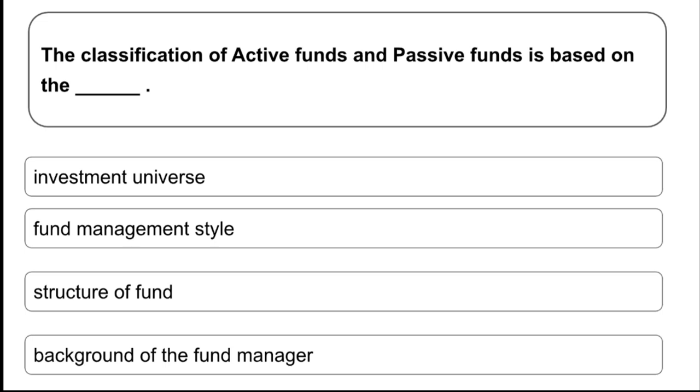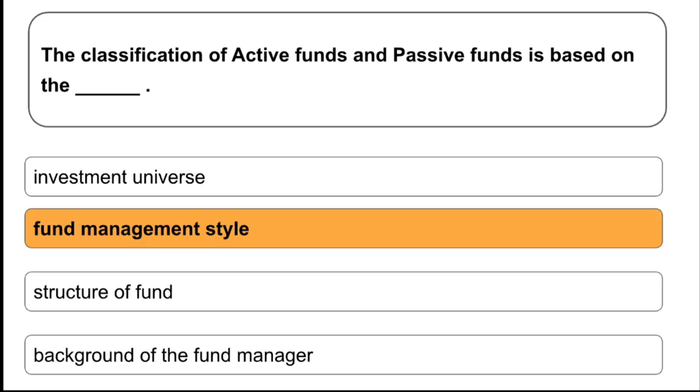Next question: the classification of active funds and passive funds is based on what? The options are A, investment universe, B, fund management style, C, structure of funds, and option D is background of the fund manager. The correct answer is fund management style.